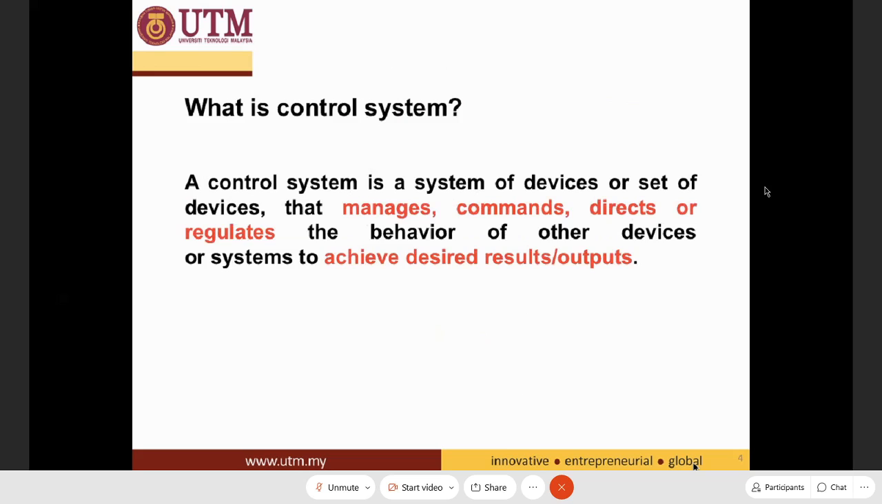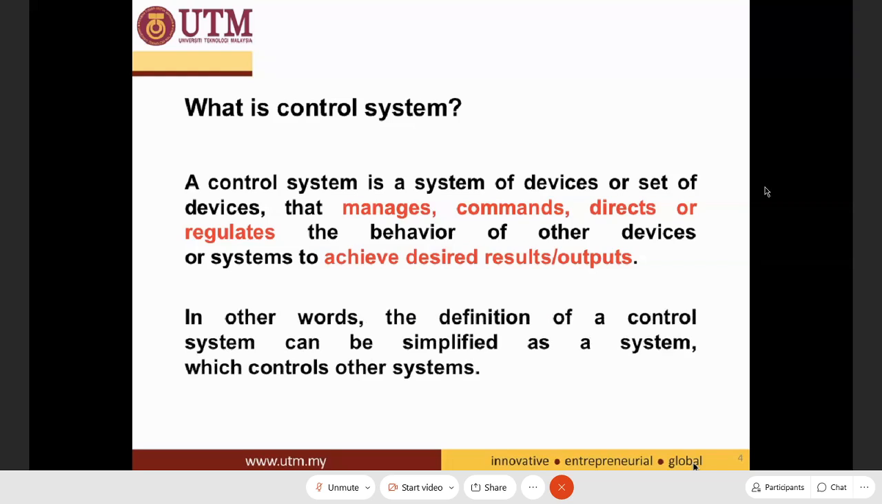Whether the control system is straightforward, we need to design a controller, that is a different story. But now that is a control system. So your fan, light, rice cooker, iron, whatever around you is a control system. In other words, the definition of control system can be simplified as a system which controls another system. That is a control system.